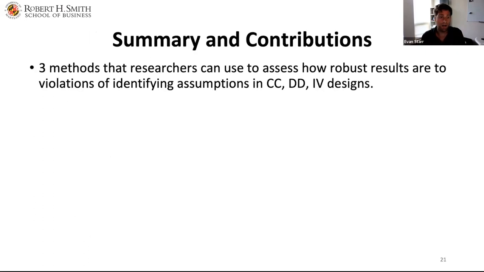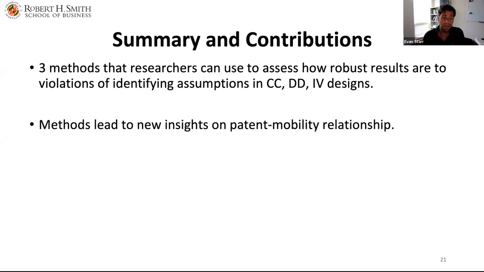Okay, all right. So let me just wrap up here. I realize I'm a few minutes over, so thank you for bearing with me. So what have we done here? Hopefully we've talked about three methods that researchers can use to assess how robust your results are to violations of identifying assumptions in designs where you're controlling for confounders, where you're doing diff-in-diff, or where you're doing instrumental variables.